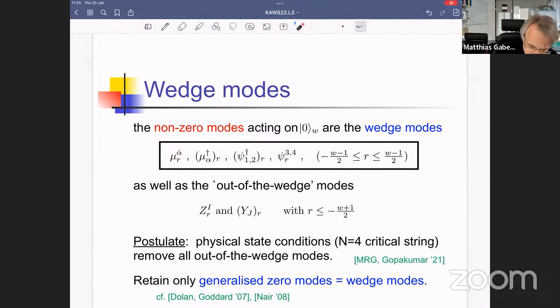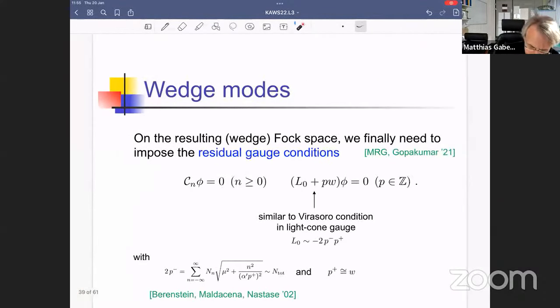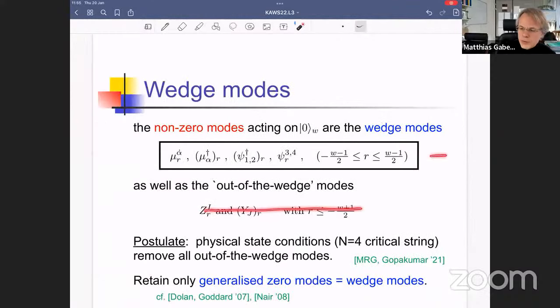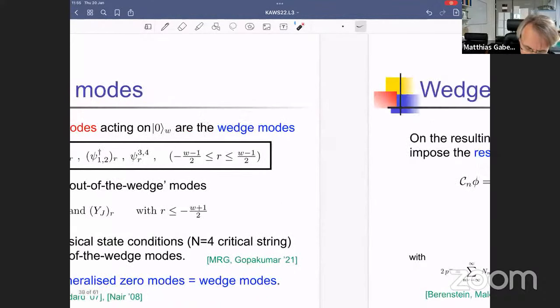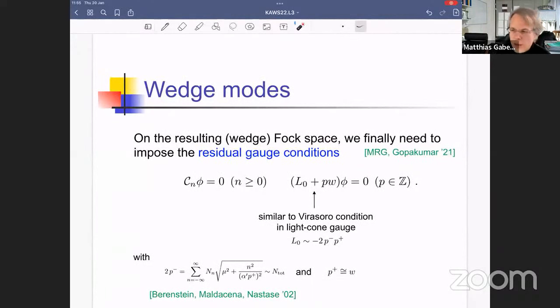There's some intuition from people analyzing this Berkovits string theory and the classical solutions of it, but this is a postulate at this stage. We don't have a first principles derivation of this fact by a long shot. So what we claim is that the physical state condition will remove these degrees of freedom and retain one copy of these, and then there will be two residual gauge conditions left over. One is pretty obvious, the C condition. Remember, this is the condition that reduces U(2,2|4) to PSU(2,2|4), so that we still have to impose.